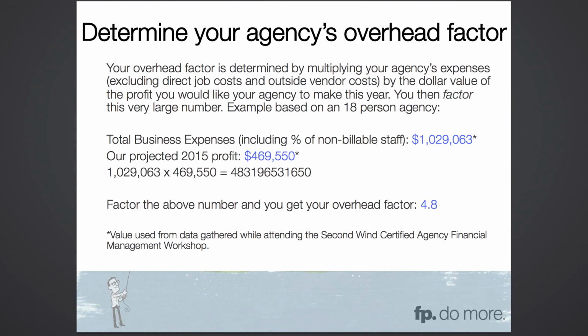Now, if you want to get really sophisticated about this, then you can start looking at it as percentages, right? So if you have a traffic manager and 70% of their time is non-billable, then 70% of their salary is included in the expense portion of this calculation, and 30% of their salary is included in the billing factor.